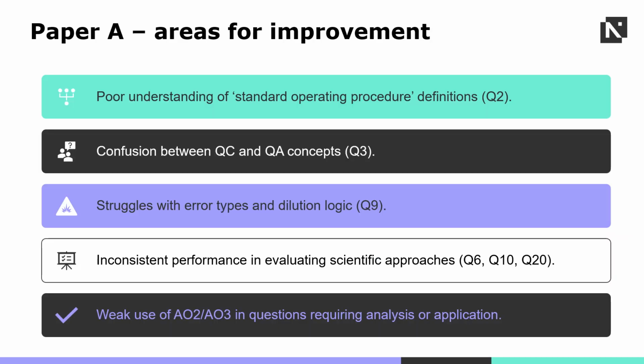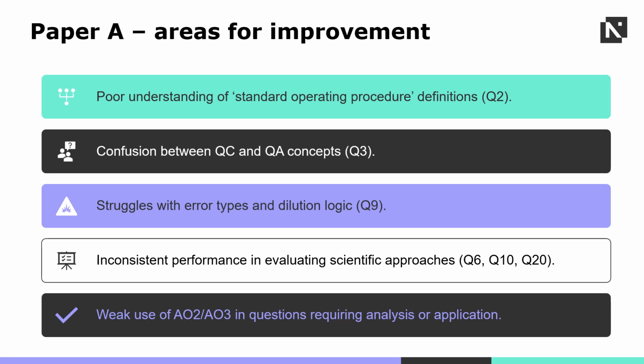While Paper A showed some positives, there are still several areas where students continue to struggle. Firstly, there was a poor understanding of Standard Operating Procedure, or SOP. As highlighted in question 2, many students provided vague or overly broad answers, often focusing on general health and safety rather than the specific process-driven nature of SOPs. There was also confusion between quality control and quality assurance. Students often fail to distinguish between checking after the fact and the proactive development of procedures.